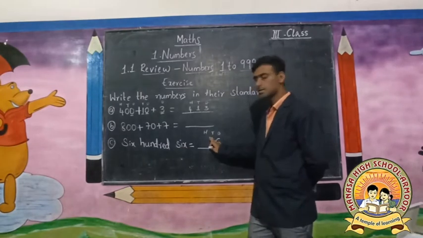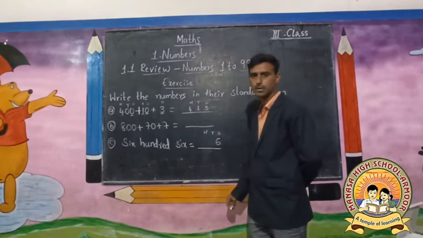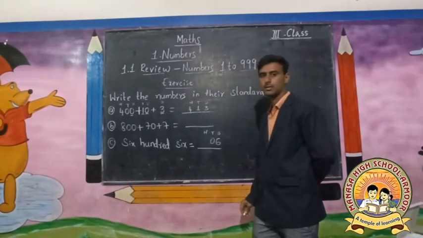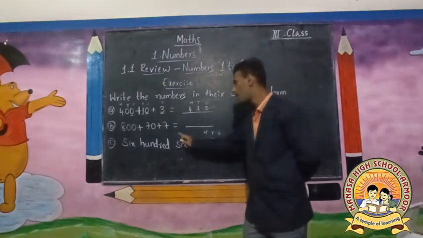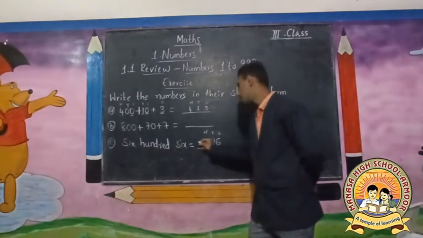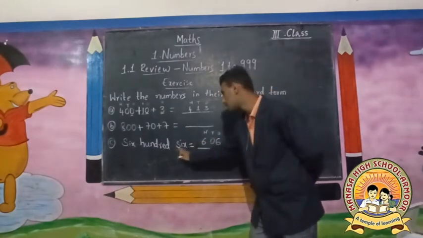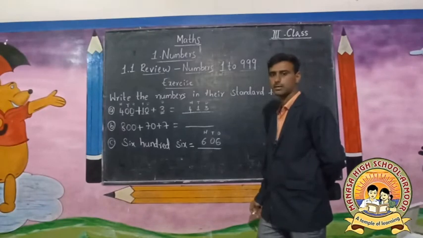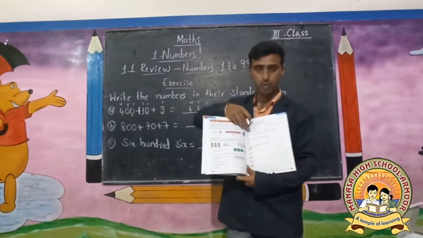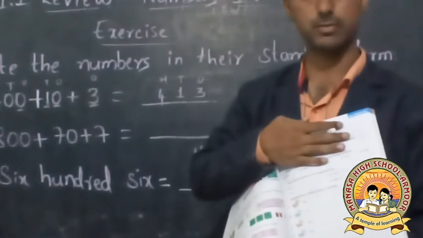Next, tens. Do we have any value of tens place? No. So what should we write? So we have to write 0. Next, go to 100 place. Here how many hundreds are there? 6 hundreds are given. So write 6 in 100 place. So the standard form of 606 is 606. So remaining some questions are there. You have to complete these questions in your textbook. You have to write all answers in your textbook.